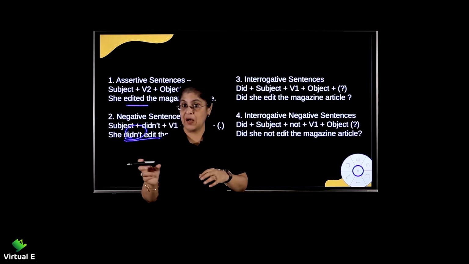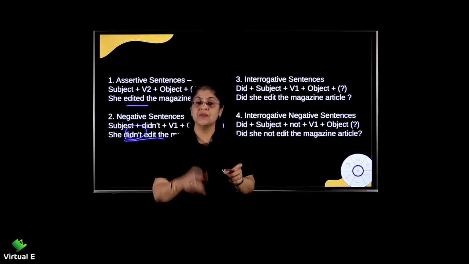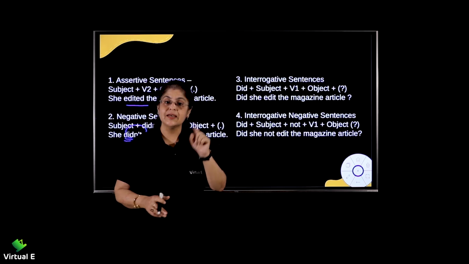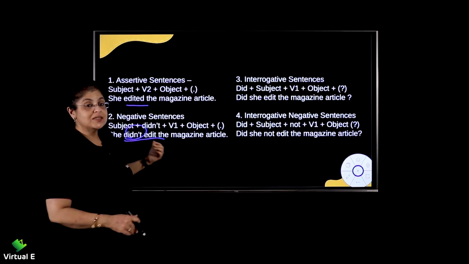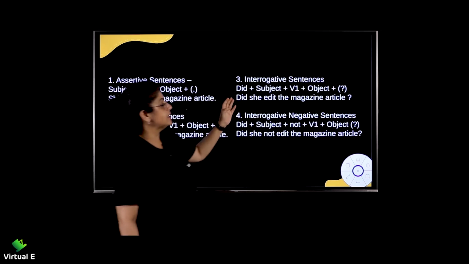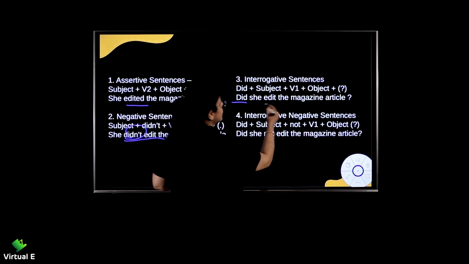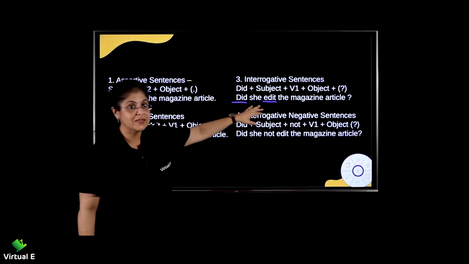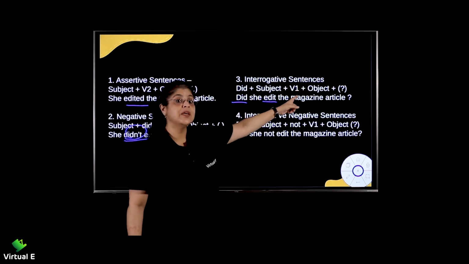Now didn't is past, write is present. We are not using wrote here. We are using write. So please remember, for accuracy, for proper grammar, you definitely cannot use two past tense in one sentence. So she didn't edit the magazine article. Did she edit the magazine article? Now do you see? It is did and edit. Right? Did is the past tense, edit comes in the present form. See, can you see? It's V1.